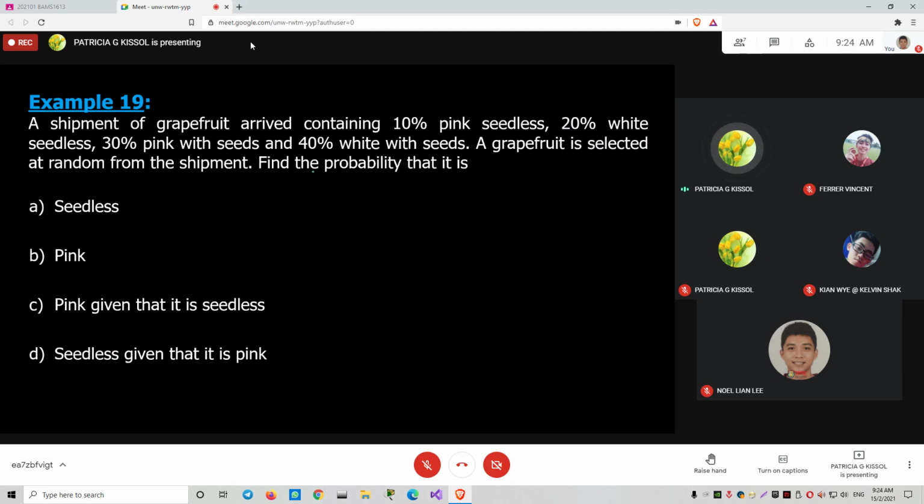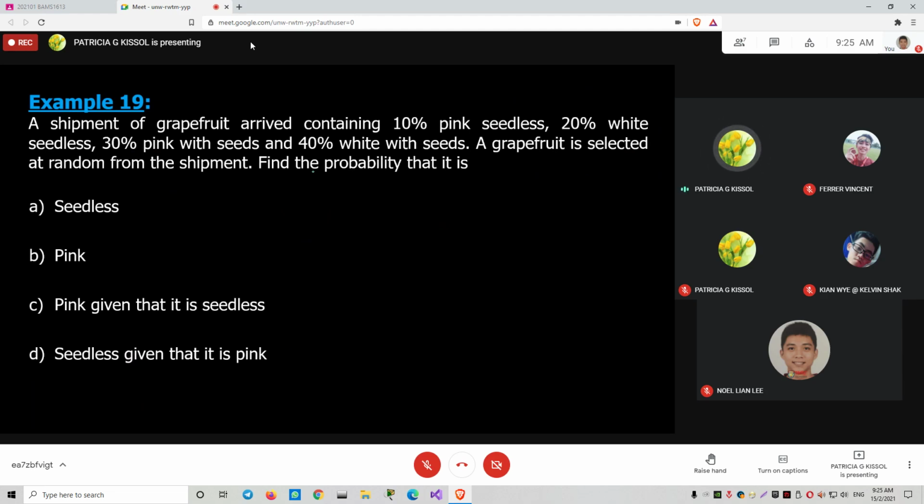Now, this example concerns grapefruit, and the grapefruit is categorized as 10% pink seedless, 20% white seedless, 30% pink with seeds, and 40% white with seeds. So you see there are two different events here. One concerns seedless, and one concerns the color. We have pink and white. There are several things being asked here, whether it is seedless, pink, and so forth.